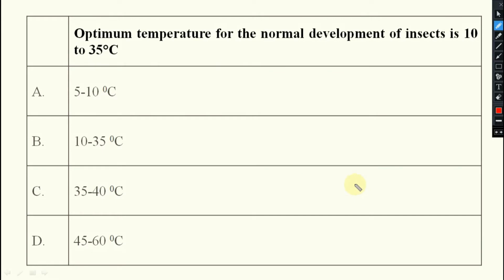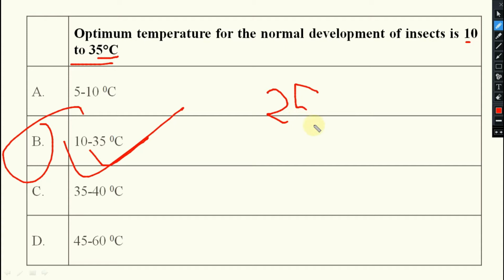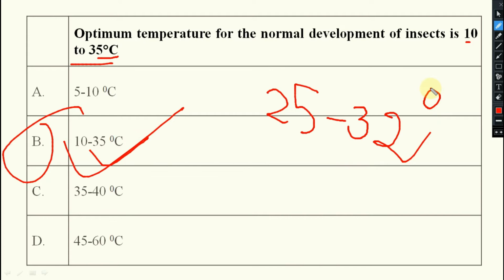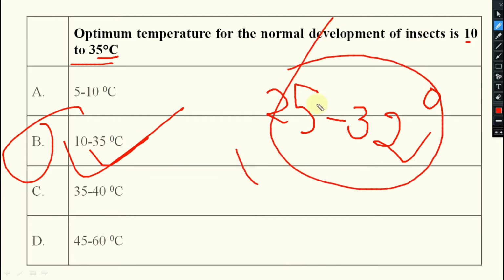Next question: the optimum temperature for the normal development of insects is how much? The answer is already given: 10 to 35 degrees centigrade. This will be the right answer. But sometimes it is also written as 25 to 32. If this particular range is given, then you have to write this one for even better development. Otherwise the actual range is 10 to 35. Even better development will occur between 25 to 32 degrees centigrade.